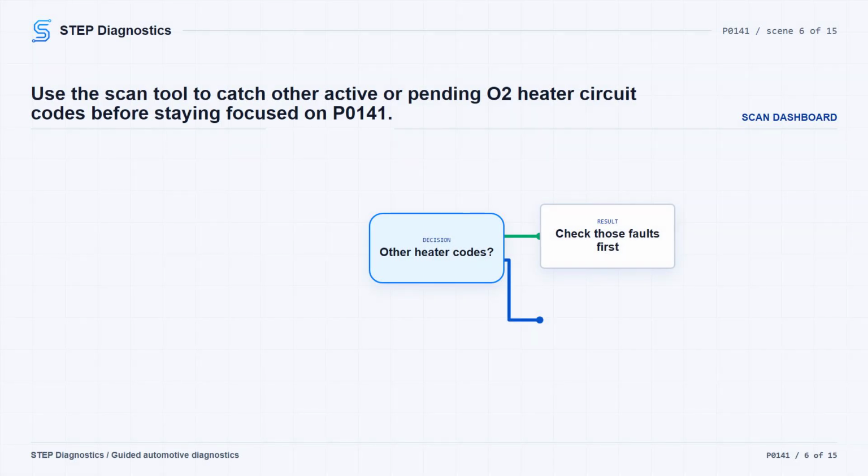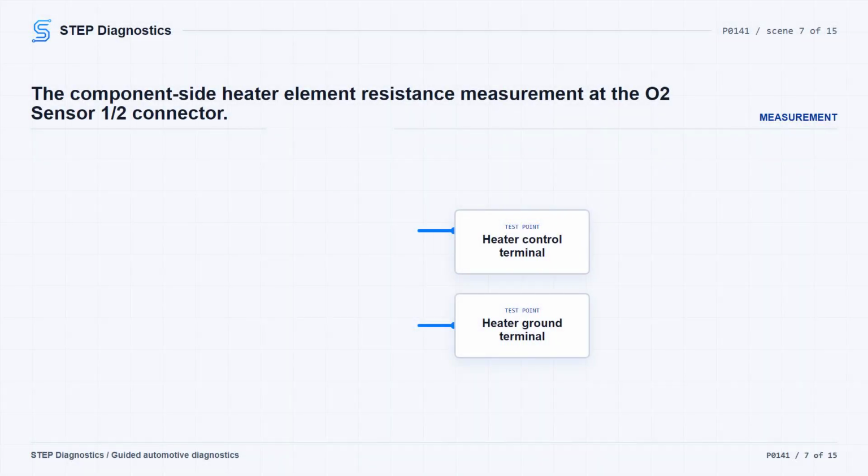Next, use the scan tool to read and record the codes. If other oxygen sensor heater circuit codes are active or pending, check what they mean first and follow the applicable diagnostic path for those faults. If there are no other active or pending oxygen sensor heater circuit codes, stay with P0141 and move to the heater element resistance check. Turn the ignition off and let the O2 sensor heater cool for a few minutes after the scan tool heater test.